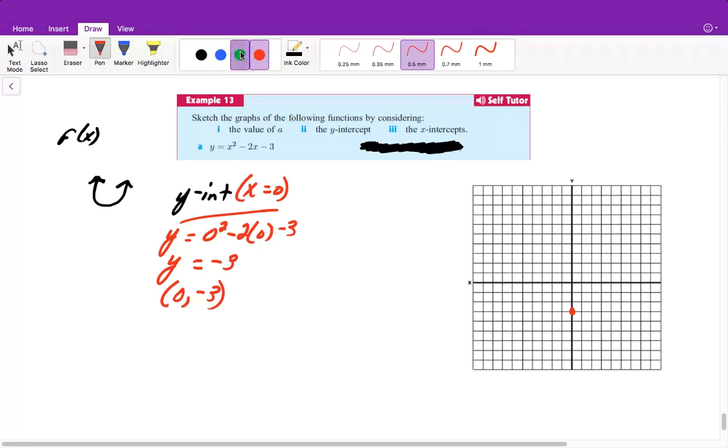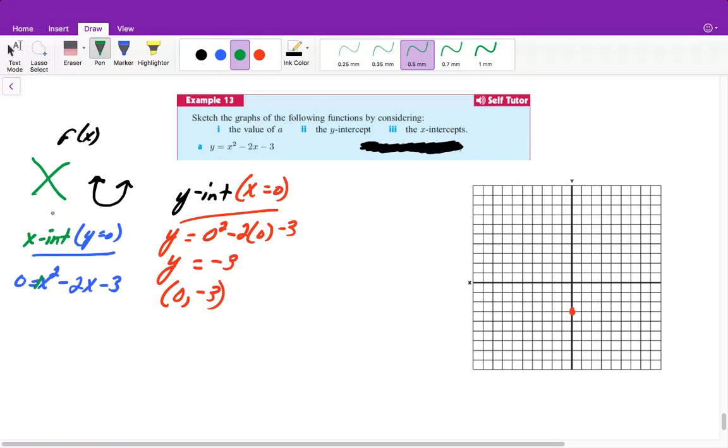Then we're going to solve for the x-intercept. To solve for the x-intercept, we need to set our y equal to 0. This one's a little bit trickier, a little bit more work, but we've been doing this enough now that it's really not that difficult. So 0 is equal to x squared minus 2x minus 3. Now you can use any method you want. I know this one's going to factor, so I'm just going to go ahead and factor it.